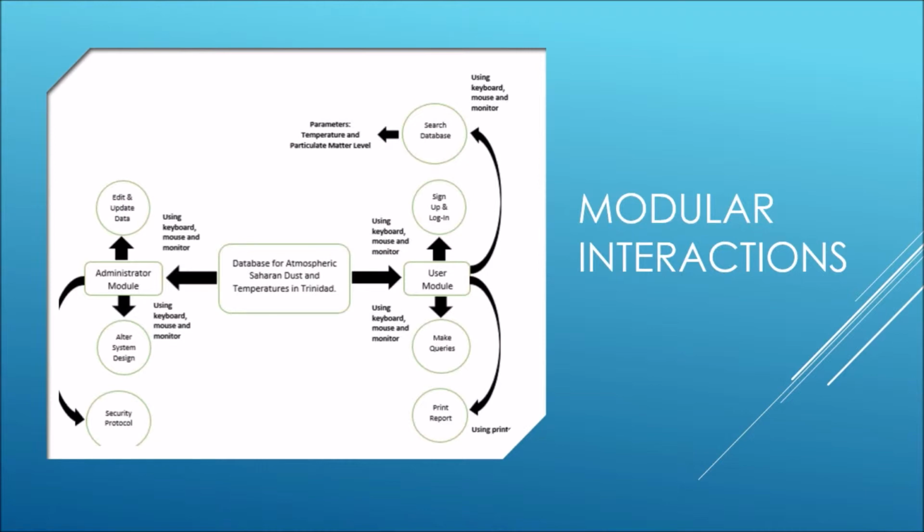There are two main modules for the database system, the user module and the administrator module. The user module allows the user to sign in, search the database, make queries, and print reports. The administrator module is a bit more advanced compared to the user module in that they can add and remove data and insert additional security protocols.